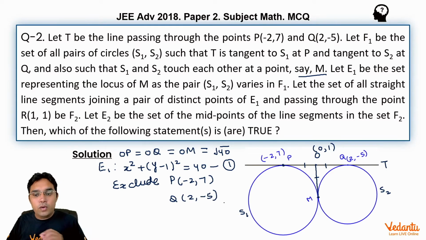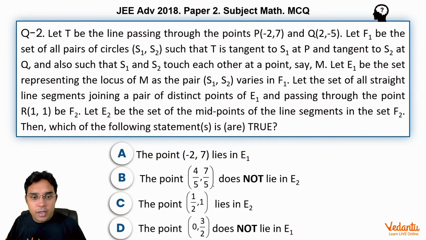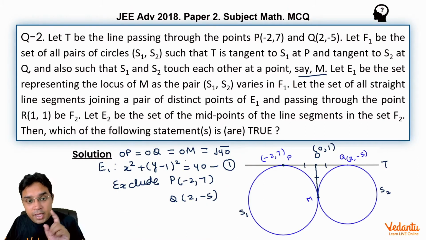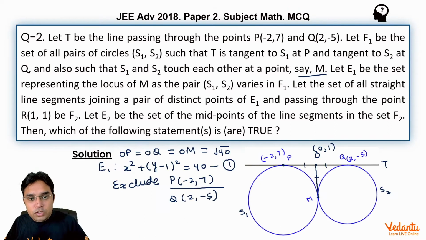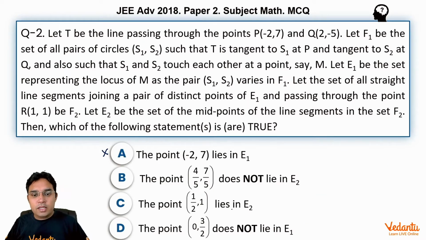So if I look at the options regarding this E1, option A says the point (-2, 7) lies in E1. So you can see they have intentionally given this option to check whether you understand this or not. This point P is not on E1. So this option A is wrong. Now coming to option D, which says (0, 3/2) does not lie in E1. If we put (0, 3/2) in this equation 1, we can easily check it does not satisfy this equation. Hence, the statement that (0, 3/2) does not lie in E1 is absolutely correct. So these were two options regarding E1.